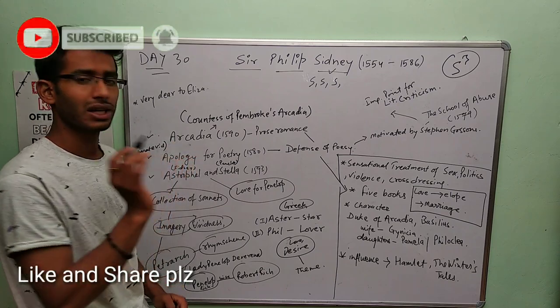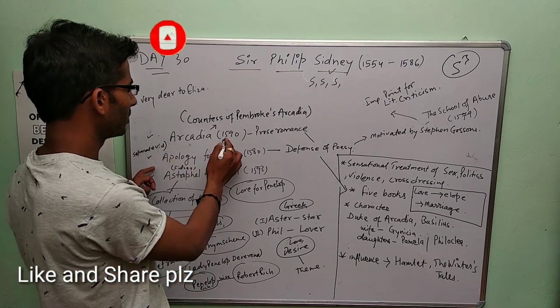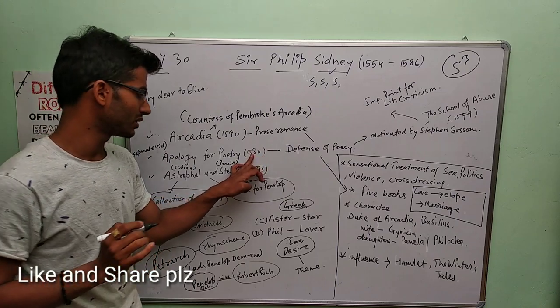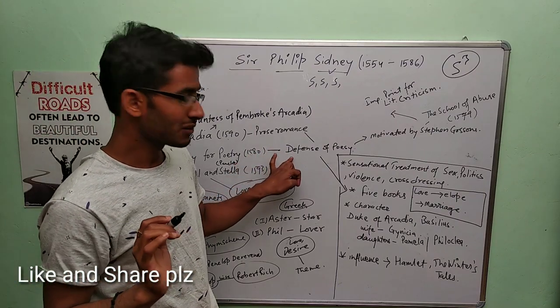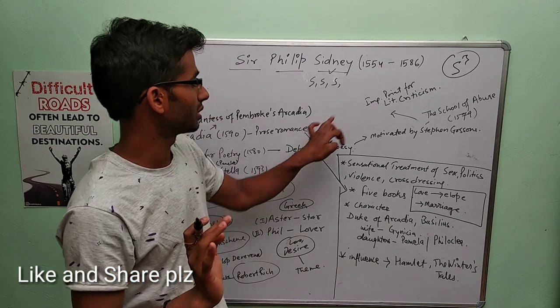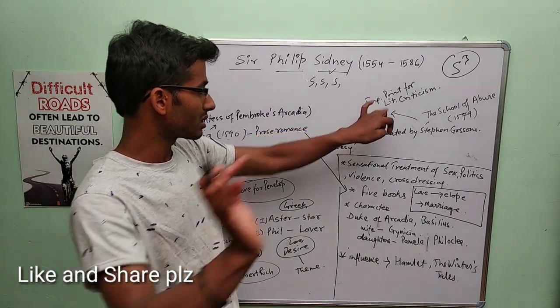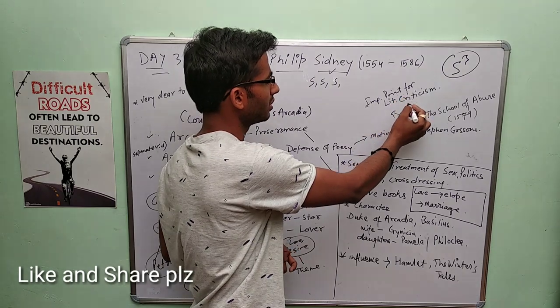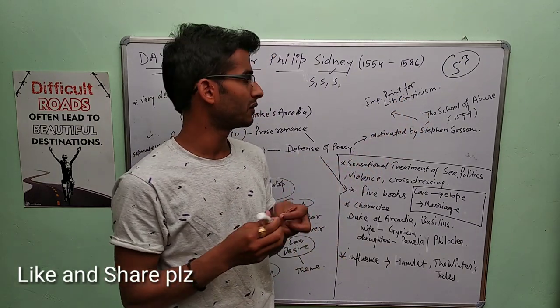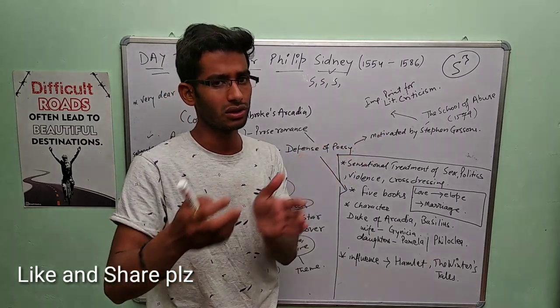First is Arcadia, which got published in 1590. And second is Apology for Poetry, which got published in 1580. This is a very important work to analyze, because this is an important point for literary criticism, or you can say the starting point of literary criticism in English literature.